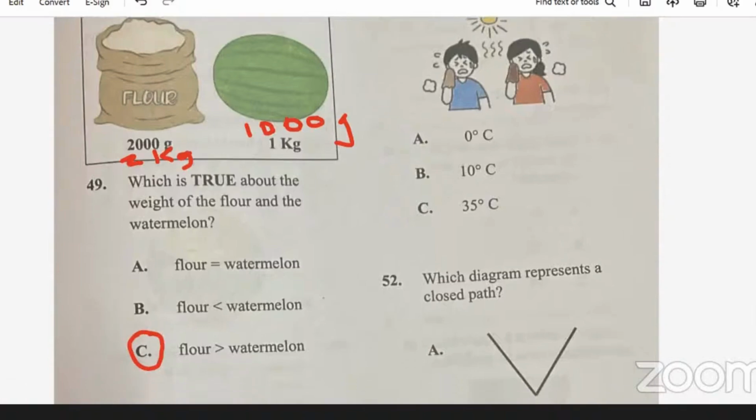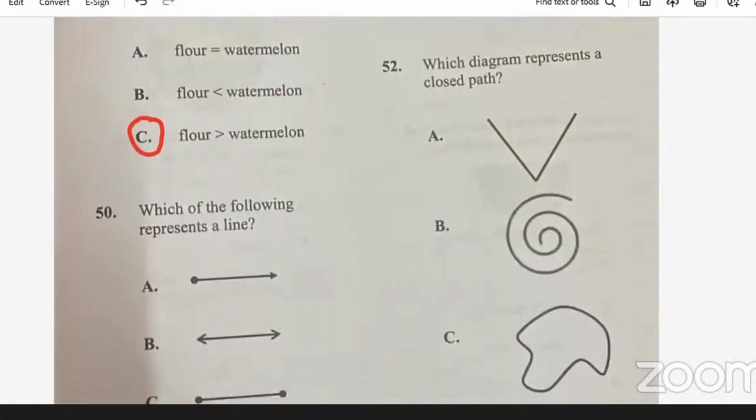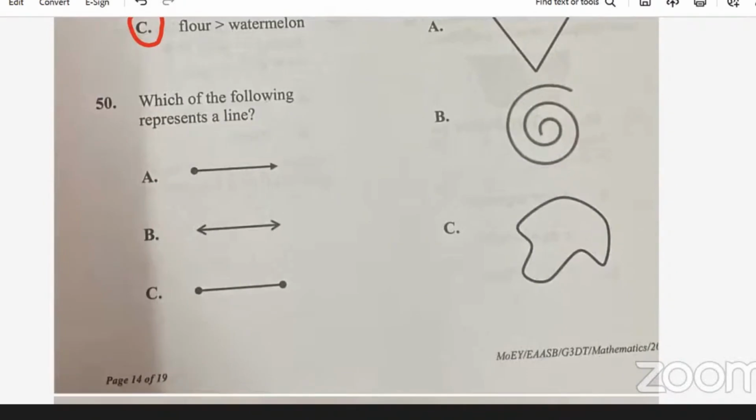All right, question 50. Which of the following represents a line? So which of these represents a line? The first one is a ray, which has an endpoint and goes off in the other direction. The second one is a line, right? It goes off in opposite directions continuously.